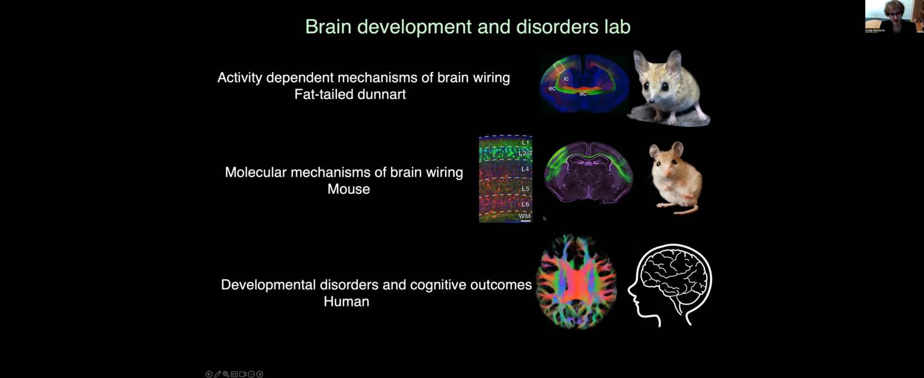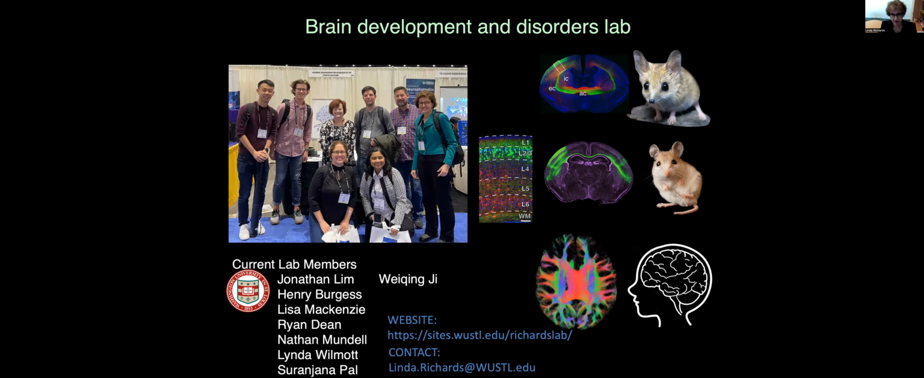We also have a number of animal models, mouse models, which allow us to understand the molecular mechanisms underlying brain wiring. But we're also beginning to do some behavior in both the dunnart and the mouse. And this connects to our work in people that have corpus callosum disorders, where we're looking at the cognitive outcomes of this, as well as the genes that are underlying these developmental disorders.